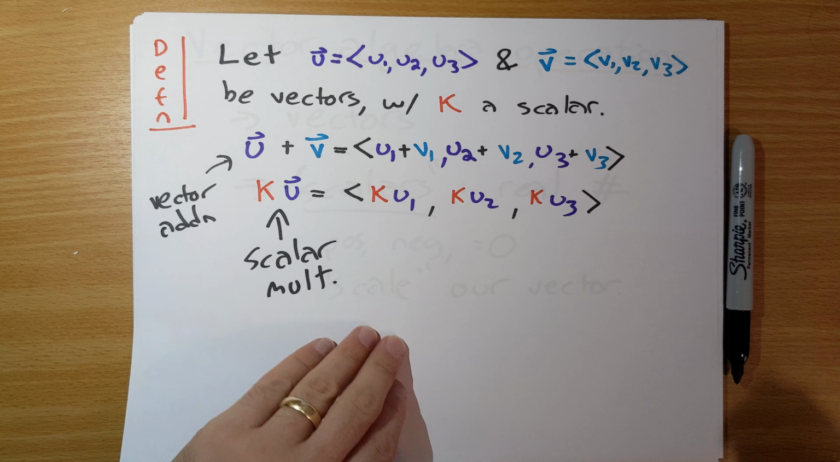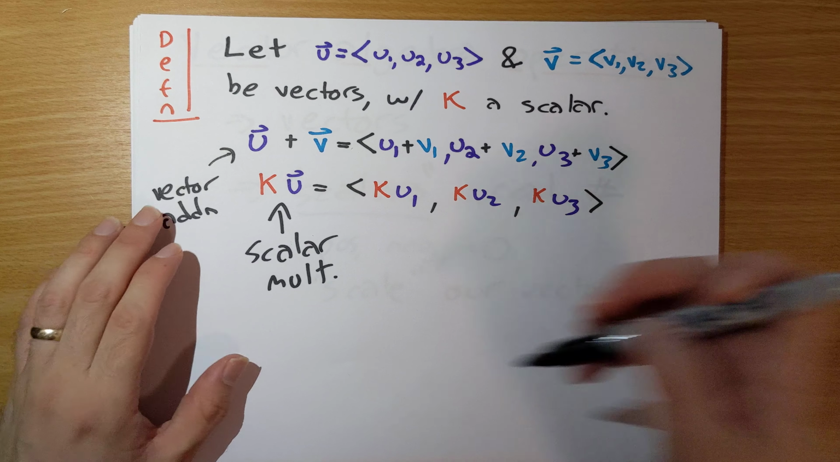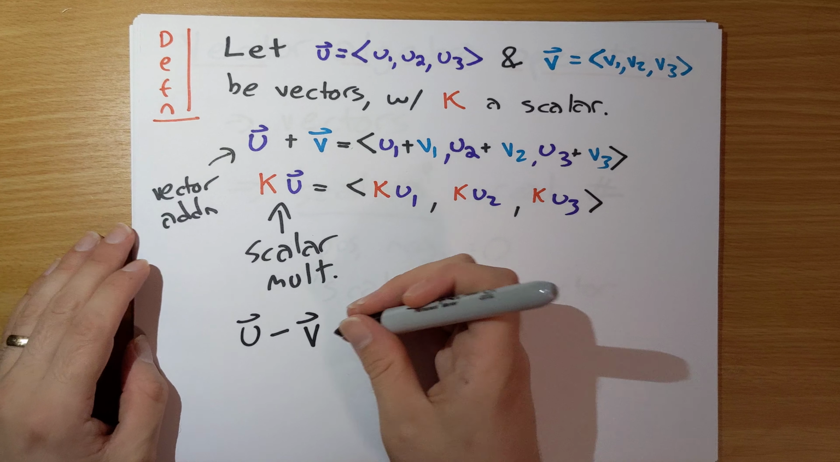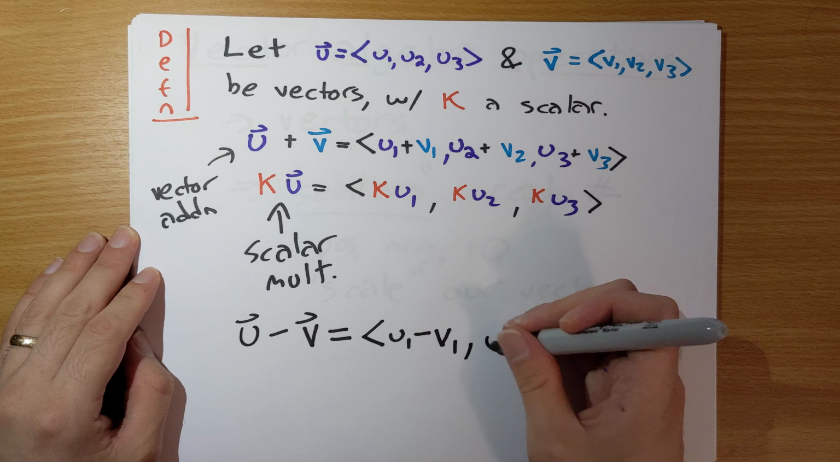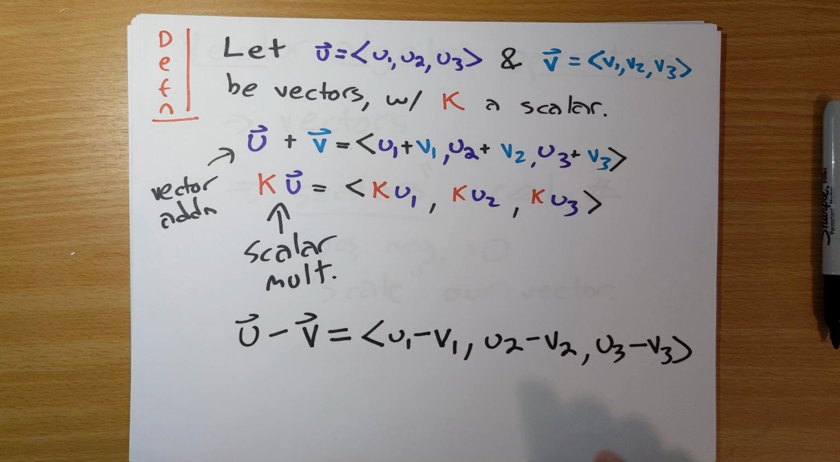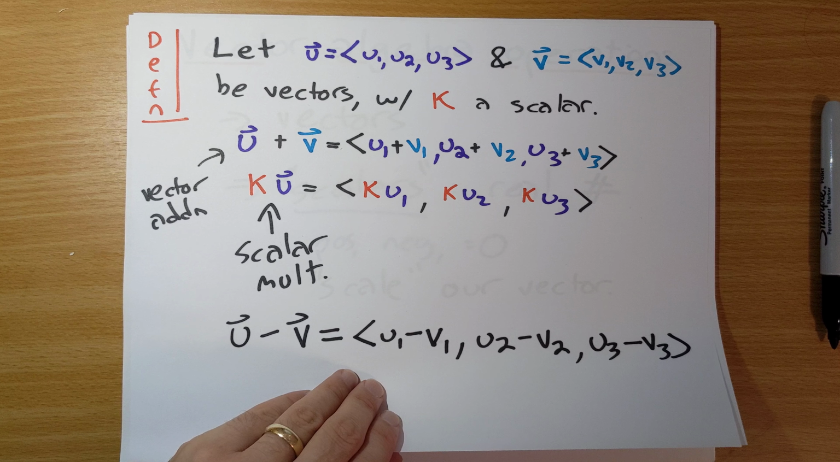Okay, so these are formulas. Let me also draw some pictures here. One more thing worth noting is that if we want to subtract two vectors from each other, it would simply be u1 minus v1, u2 minus v2, u3 minus v3. So just subtract the corresponding components, just as you would expect. Okay, so let me draw some pictures here to show what's going on.